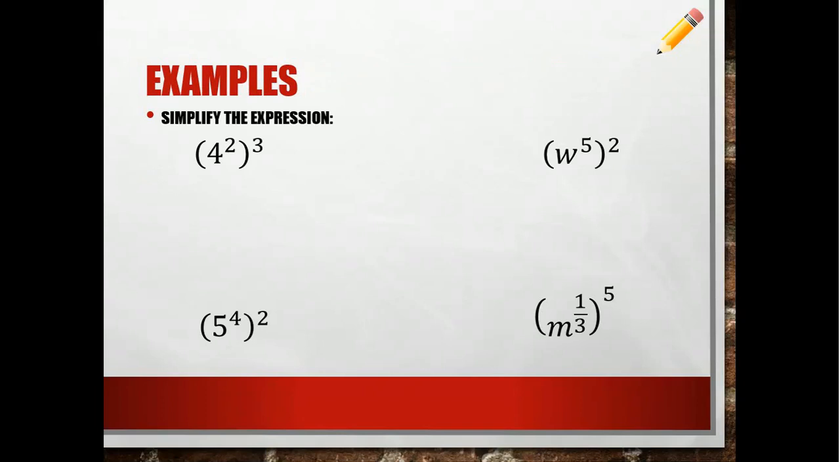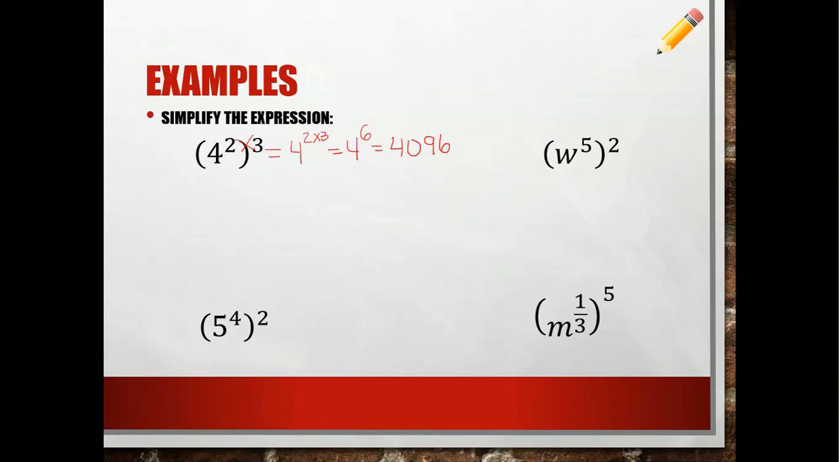So I have 4 to the 2nd, to the 3rd. What you're going to do is multiply the 2 and the 3. So it'd be 4 to the 2 times 3. And 2 times 3, we know that to be 6, right? And 4 to the 6th, if you do that quickly on your calculator, go ahead and grab out your calculator quick, figure out what that is. You should have gotten 4096, right? For 4 to the 6th.